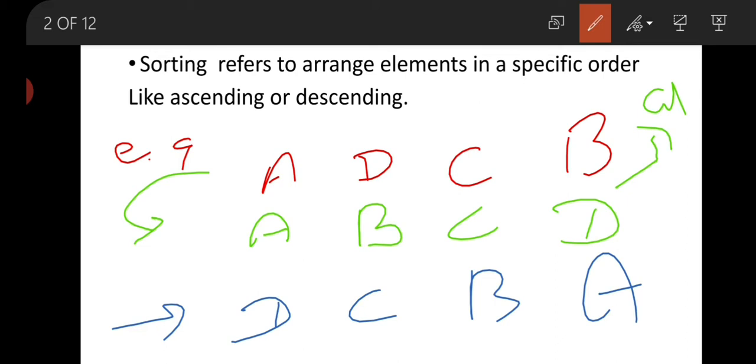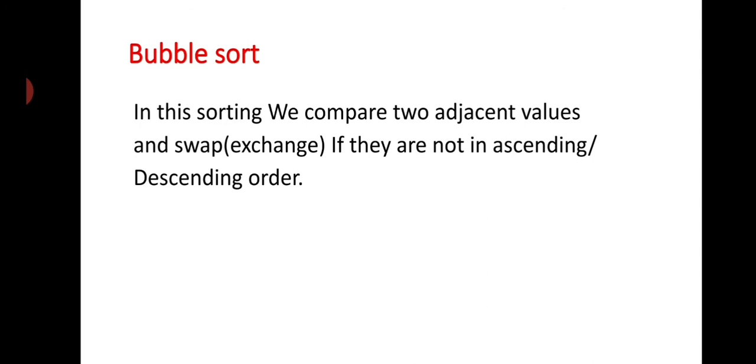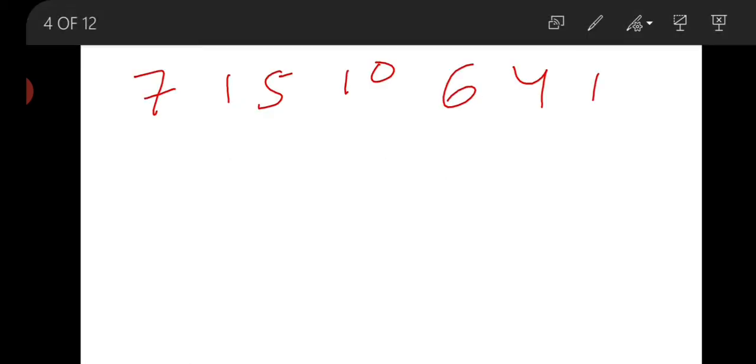The first one is bubble sort. In this sorting, we compare two adjacent values and swap or exchange them if they are not in ascending or descending order. That means they are not in proper order. Let's see how it is done. This is our unsorted list.